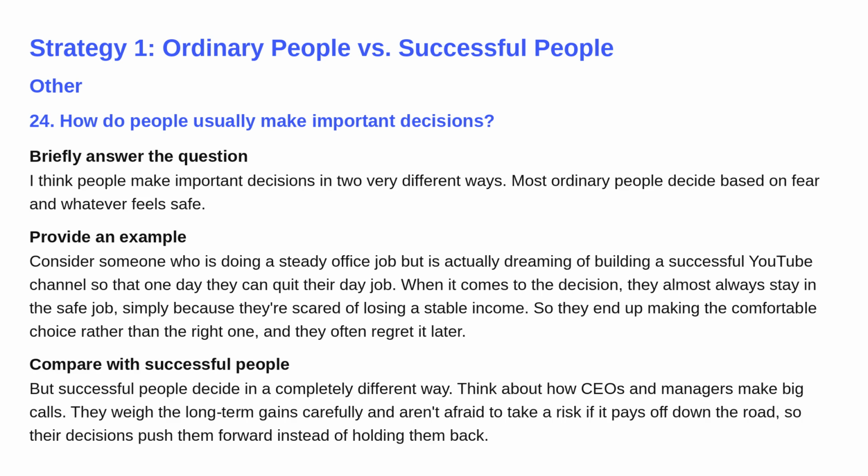But successful people decide in a completely different way. Think about how CEOs and managers make big calls. They weigh the long-term gains carefully and aren't afraid to take a risk if it pays off down the road, so their decisions push them forward instead of holding them back.